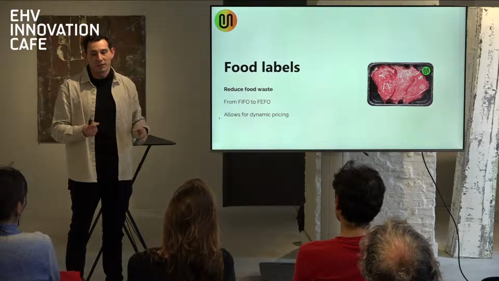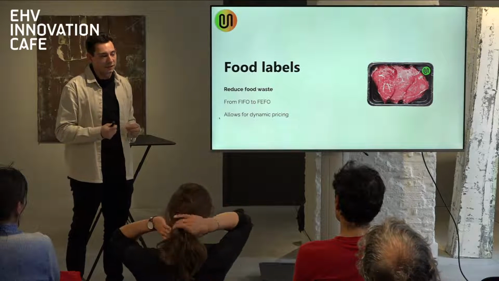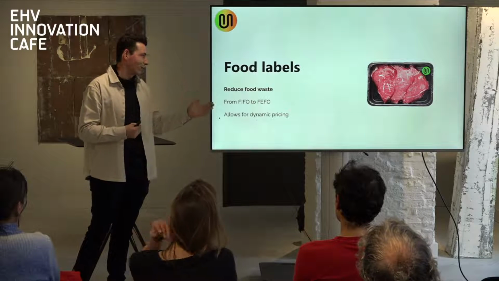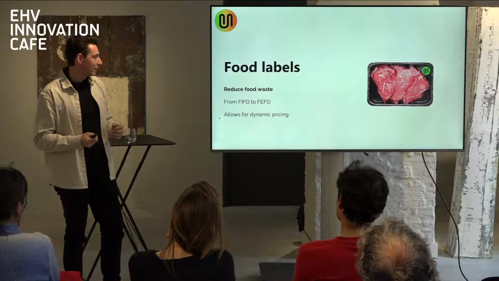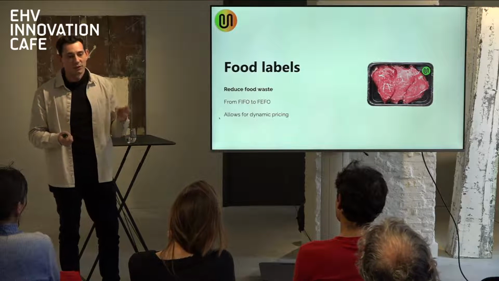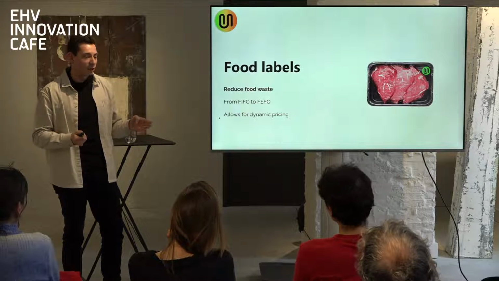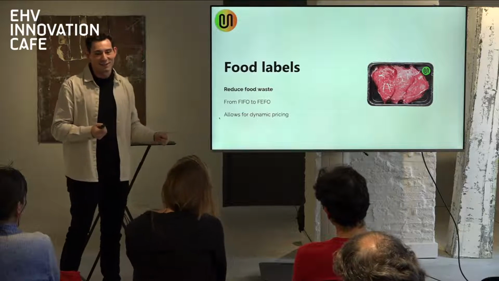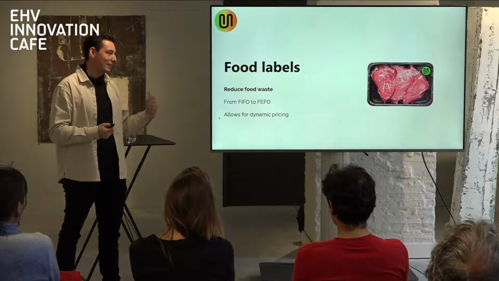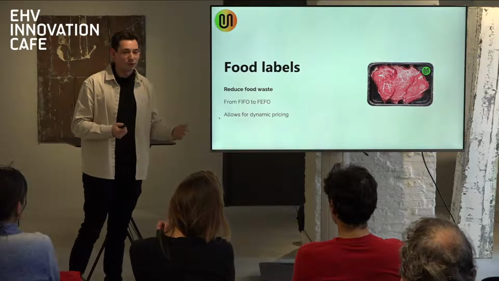But also at the retailer itself, by using these indicators, it allows the retailer to really use dynamic pricing. That's something you already see in Albert Heijn. On the date of expiration, they put a 30% discount. But if you can already see 1 or 2 days before, you can minimize the discount, but still get your products out before they're totally expired.